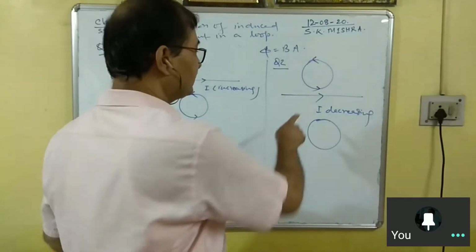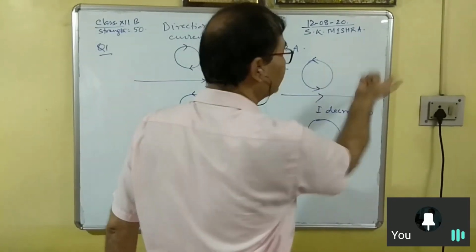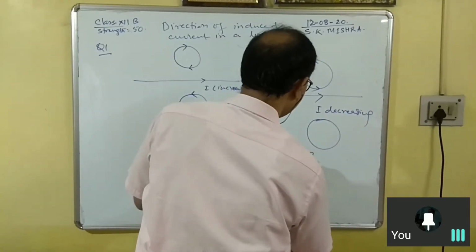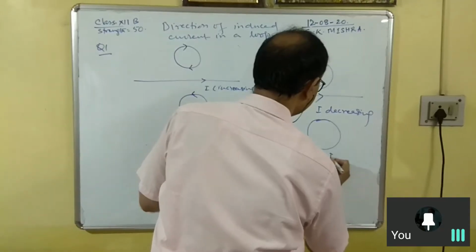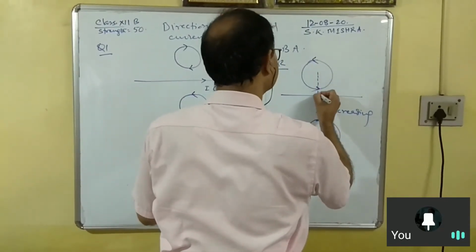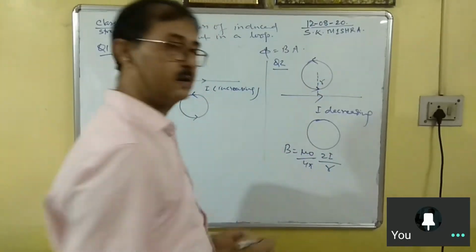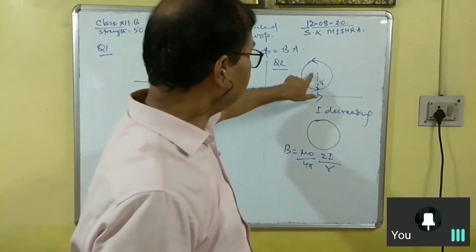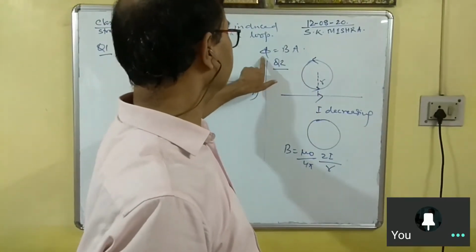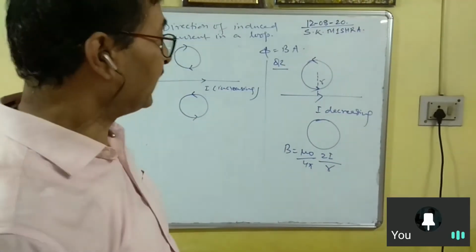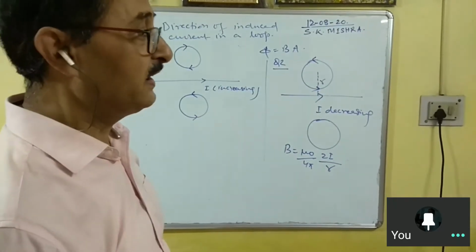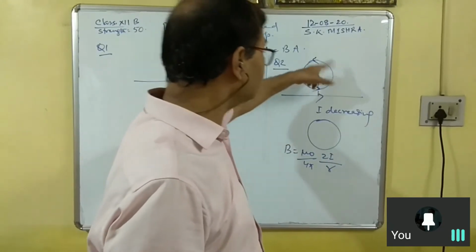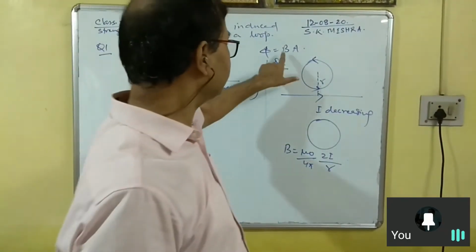Okay. So since I is decreasing, the magnetic field is decreasing, because the magnetic field of a straight wire B is mu naught by 4 pi, 2I by R, whatever this distance is, suppose it is R. So since I is decreasing, B will decrease. Decrease in B will result in a decrease in flux. So flux is decreasing. Now the current in the loop will be such that it will try to reduce this decrease of flux. So how to reduce it? Not by changing the area of the loop, but by opposing this change in the magnetic field.